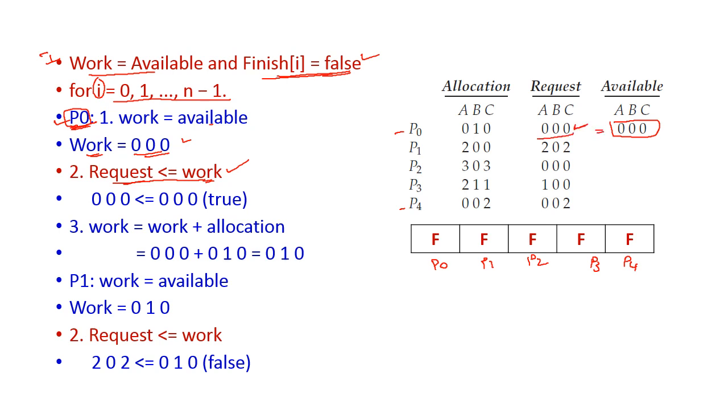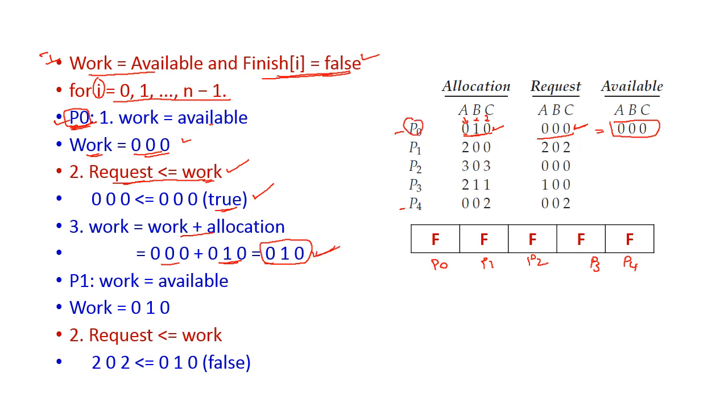0 is equal to 0. Hence, no problem. This is true only. Now, work equals work plus allocation. What is the allocated resources for P0? Which is equal to 0, 1, 0. That is A type 0, B type 1 and C type 0. So that will be now the work. The current work is 0 0 0 plus 0 1 0, which is equal to 0 1 0. This is the current work, right?